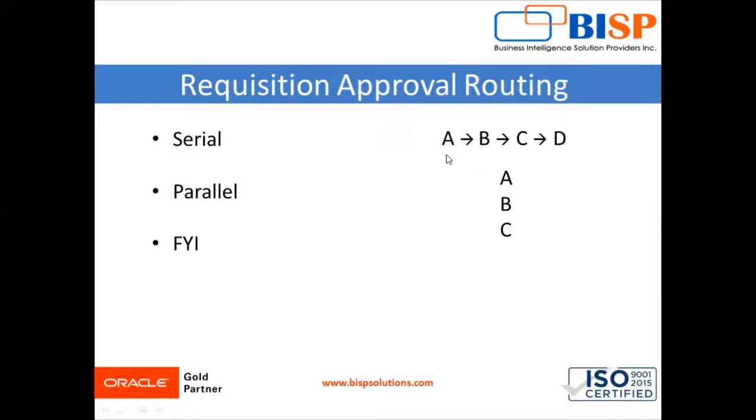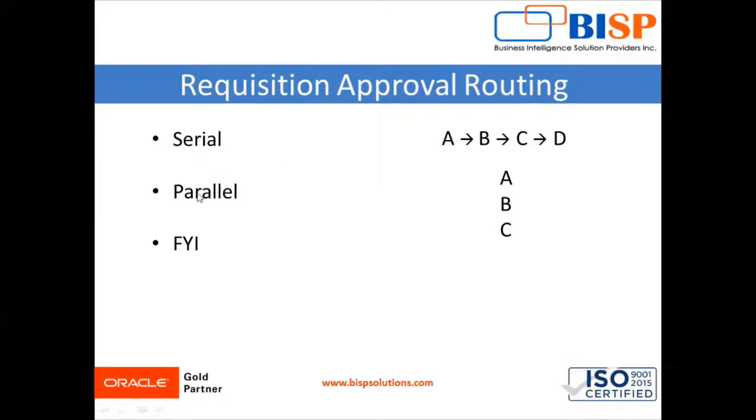Let's say, for example, we have four users: user A, user B, user C, and user D. First the request is sent to user A. Then after user A accepts the request, it is sent to user B. Then user B has to accept the request. After that the request is sent to user C, and at the last the request is sent to user D, and user D will accept the request. In this way serial routing will work.